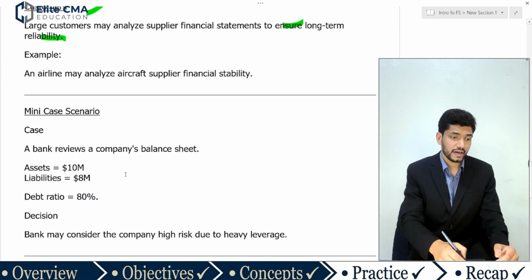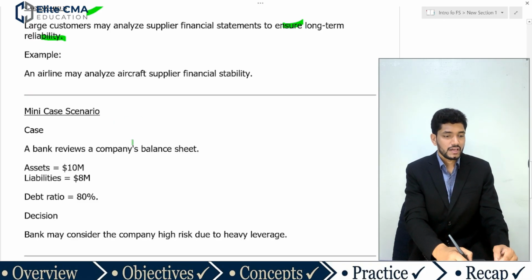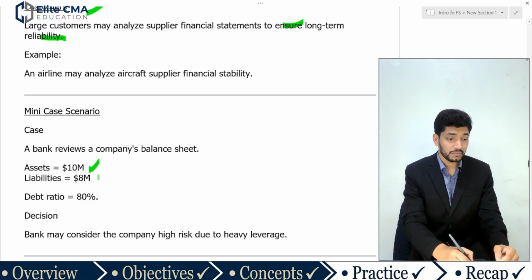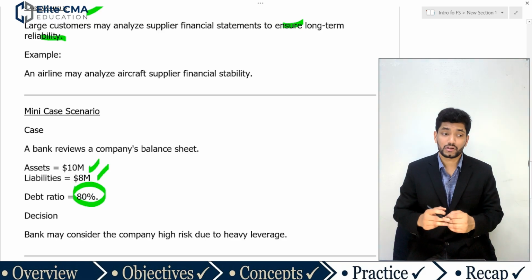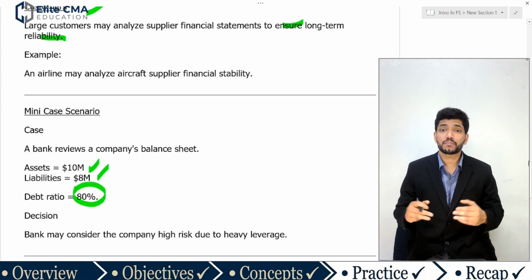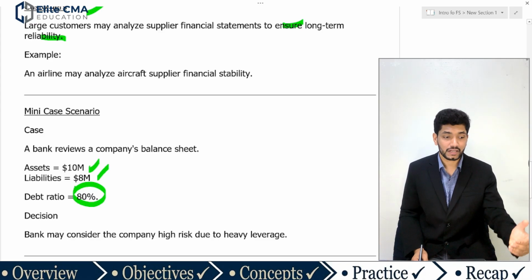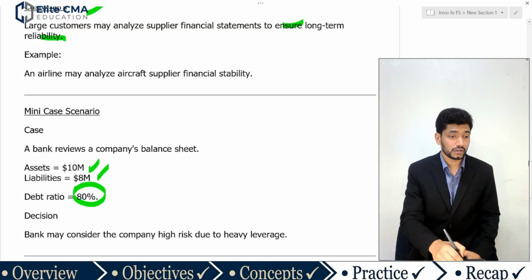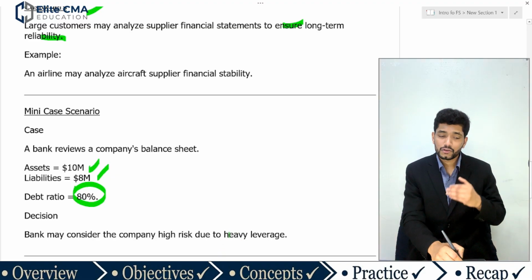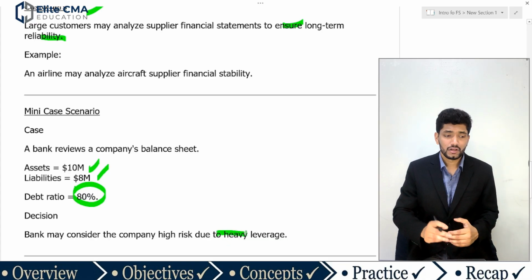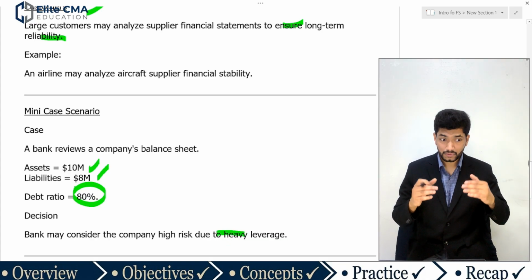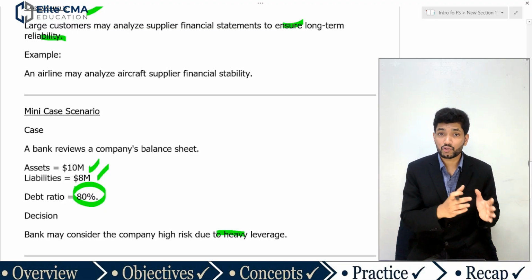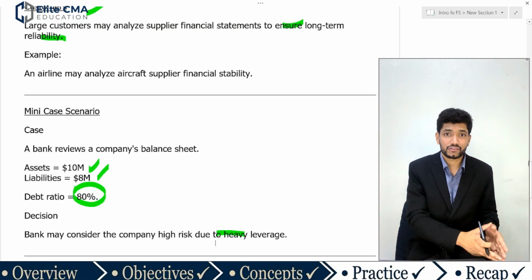So let's look into this case. A bank reviews a company's balance sheet. The total asset is 10 million, liability is 8 million. In this case, the debt ratio is 80%. That means out of 10 million assets, 80% of assets are financed by debt. So in this case, the bank may consider it a high-risk loan due to high financial leverage. So these are some cases of how the bank evaluates a company's financial statement.